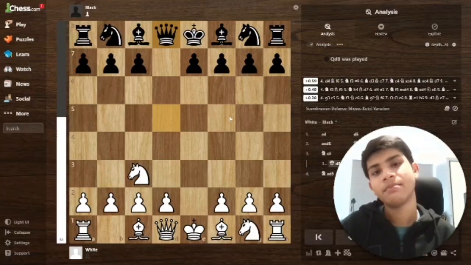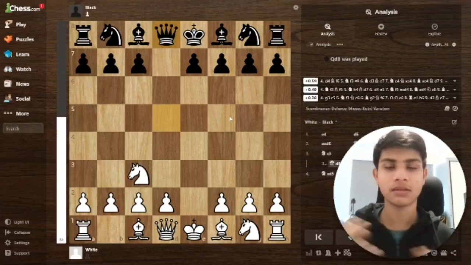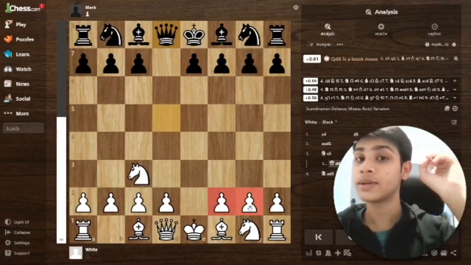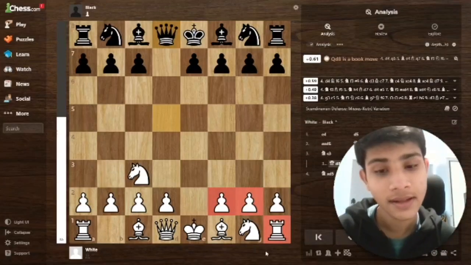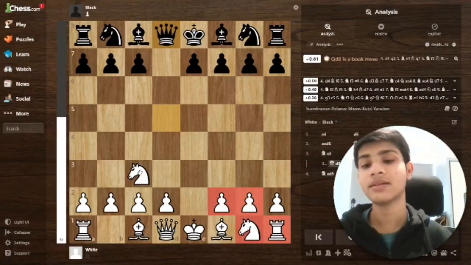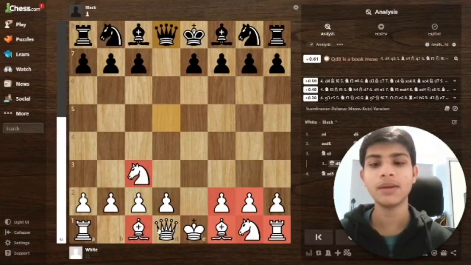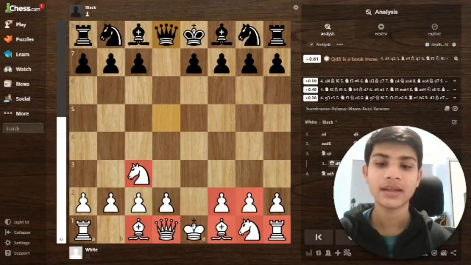So now many of you will have a question. What are the values of these pieces? Let me introduce you to them. The first is the pawn. The pawn is worth 1 point. The rook is worth 5 points. The knight, both the knights are worth 3 points. Both the bishops are also worth 3 points. The queen is worth 9 points, and the king is worth the game.